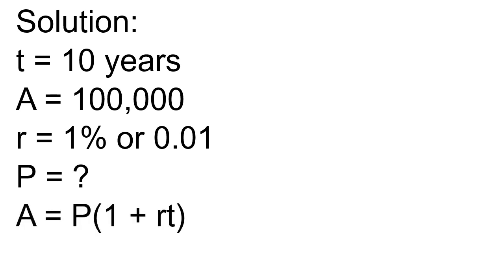So here, we are going to use the formula A equals P times (1 plus RT). Why? Because this is the formula that has A, R, and T already. So since we will be solving for P, divide both sides of the formula by 1 plus RT. So you're going to have P equals A over 1 plus RT. And that's the formula to solve for the principal amount.